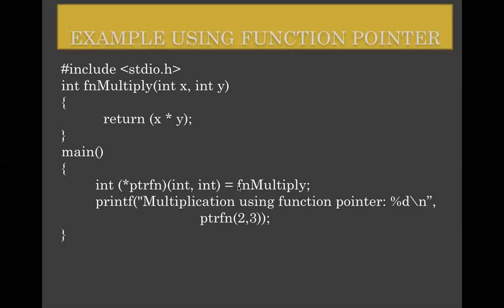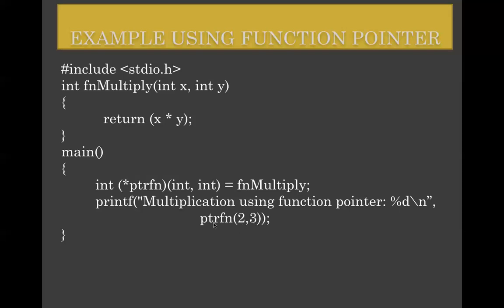I can either write just the array name or I can also put the ampersand here. Both mean the same. So fn multiply itself says the address of the starting location of this function, right? So I'm assigning this to this pointer to function. Now I can use this ptrfn to call this function. So printf, that's the statement here. Now I'm calling this function, ptrfn of 2, 3.